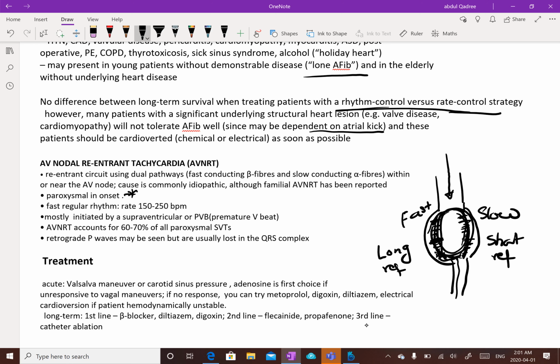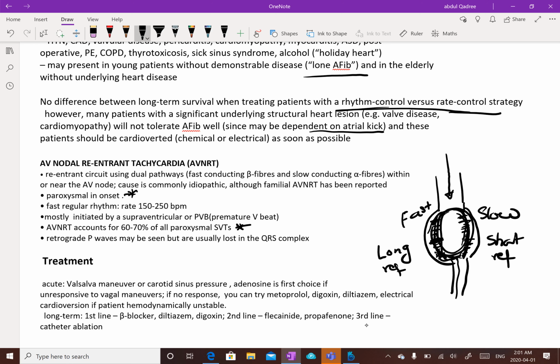So it's initiated because of some sort of supraventricular problem, or a focus or abnormality in the AV node or near the AV node, somewhere in the muscle cells of the heart. AVNRT accounts for 60 to 70% of all paroxysmal supraventricular tachycardia.